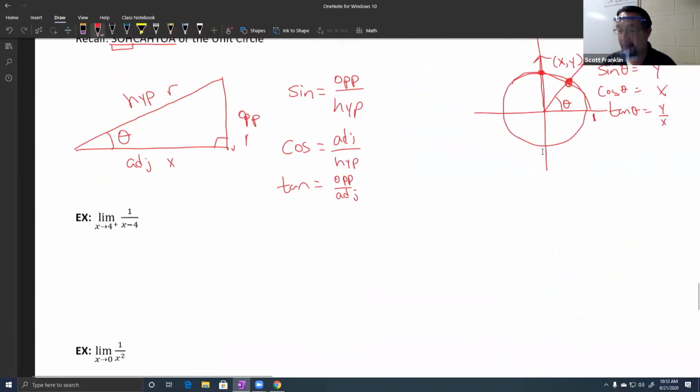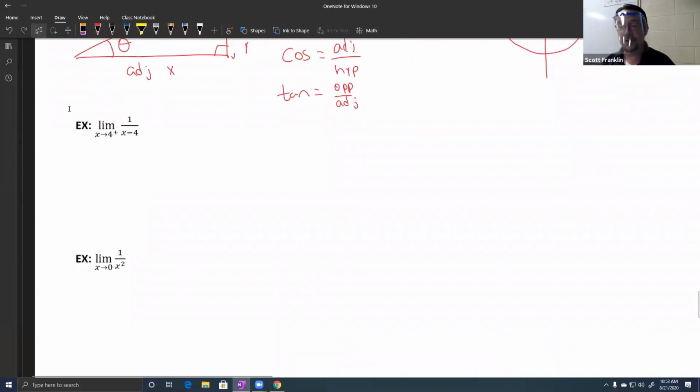Okay, now I'm out of time. Let me just at least write the answer down. You could figure this out by graphing, by table, or by intuition. What happens as you come in from the right to 4? Okay, this one, since x is bigger than 4 when you're coming in from the right, the bottom of this fraction is positive. Does that make sense what I just said?